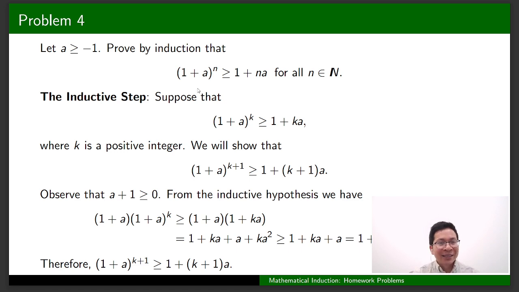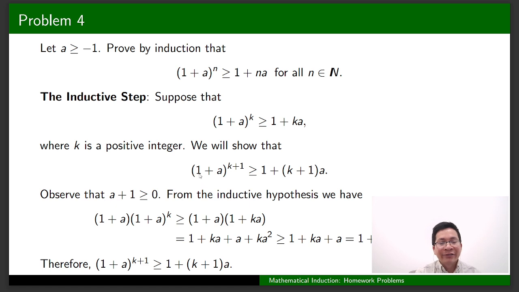The base case is quite simple, because when n is 1, the left-hand side is what? 1 plus a, right? The right-hand side is also 1 plus a. Therefore, they are equal. So the left-hand side is greater than or equal to the right-hand side. So let's focus on the inductive step. In the inductive step, we assume that this inequality holds true when n is equal to k. So we assume that 1 plus a to the k is greater than or equal to 1 plus k times a, where k is a positive integer. And then we will show that this is true when n is equal to k plus 1.